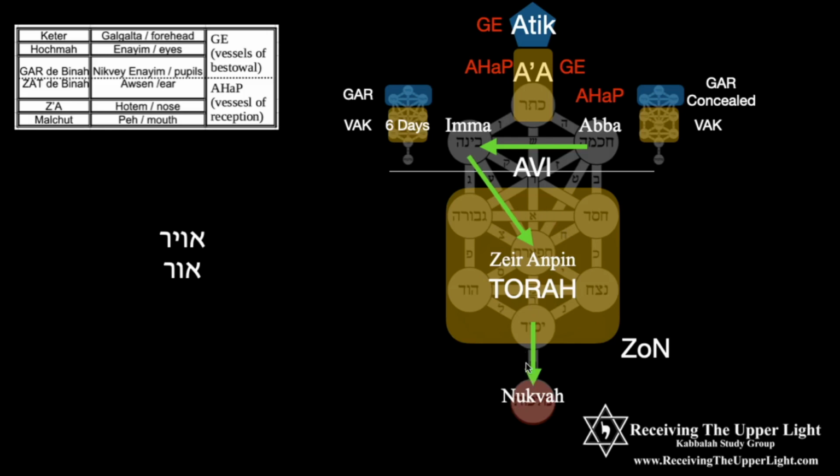And remember, we talked about Attik. Attik is basically hidden. Attik has a Hab, which is a lower part. Hab is vessels of reception. Those vessels of reception become Arich Anpin, and Arich Anpin has Galgalta, which is vessels of bestowal, and the vessels of reception of Arich Anpin then become Abba or Hochmah. And so on and so forth. From the Hab, the lower partzuf is basically created.